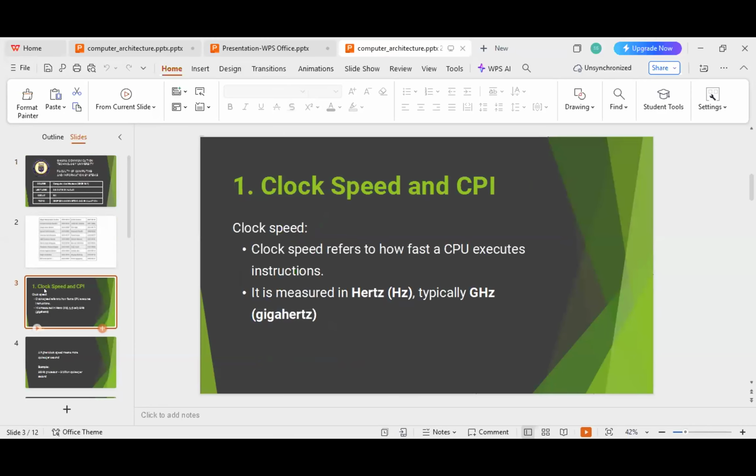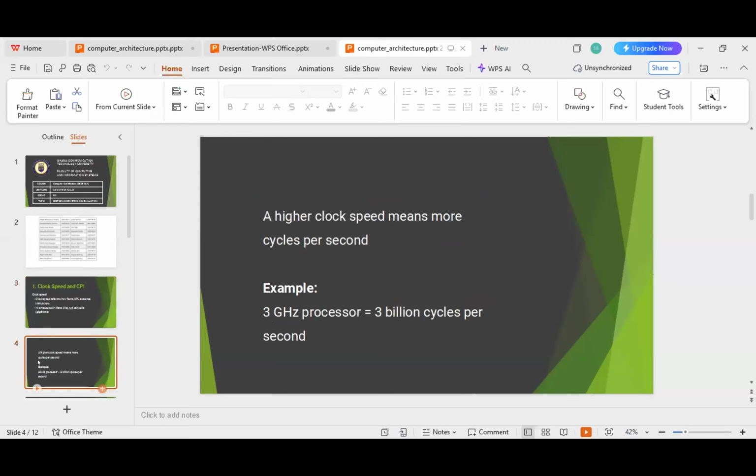Clock speed refers to how fast a CPU executes instructions. It is mostly measured in hertz, popularly gigahertz. A higher clock speed means more cycles per second. That is, a 3 gigahertz processor is equal to 3 billion cycles per second.